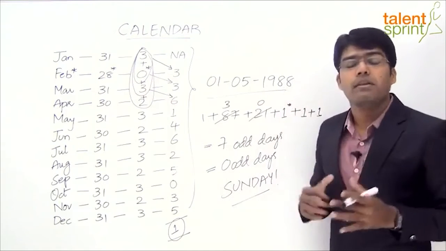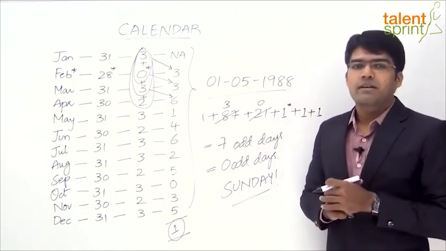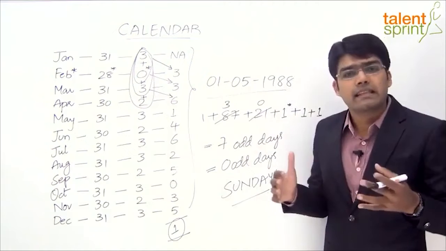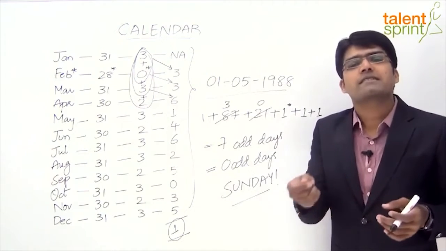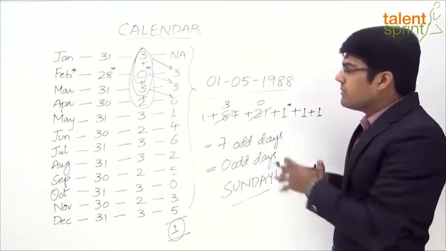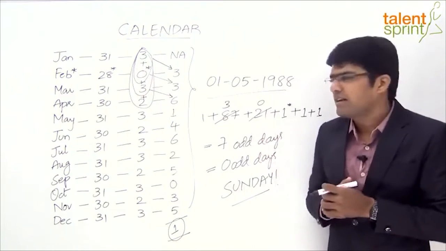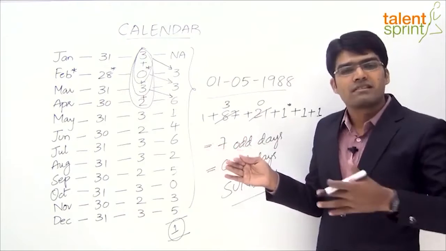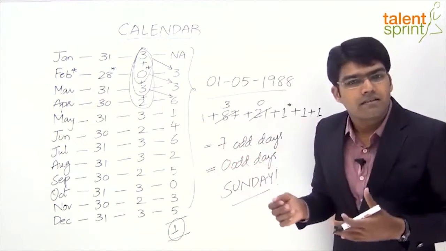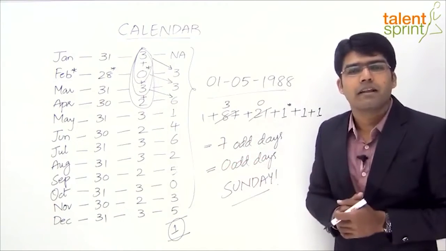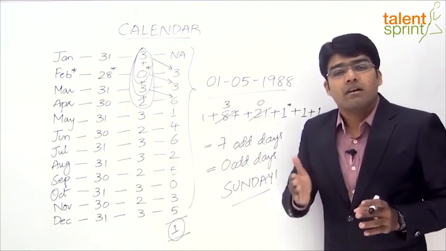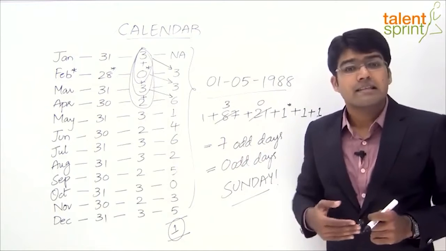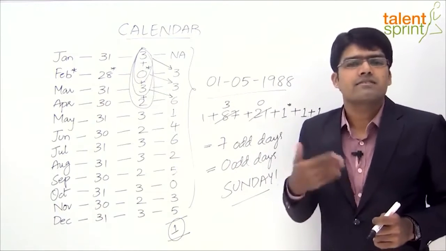So this is how simple the calculation is for finding the day of the week for any given date. Initially it may look a little lengthy and complicated, but if you practice a few problems, I'm sure you'll be able to do the calculations much faster. All you need to understand is how to split up the given date in terms of years, months and days. Just remember that every 100 years we have 5 odd days, 200 years 3 odd days, 300 years 1 odd day, and 400 years 0 odd days.